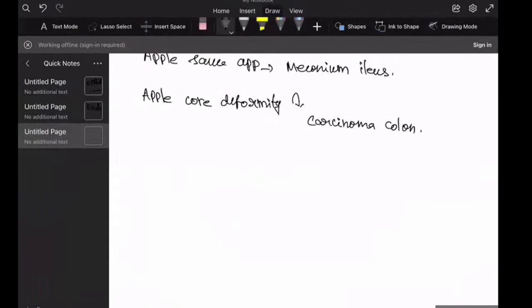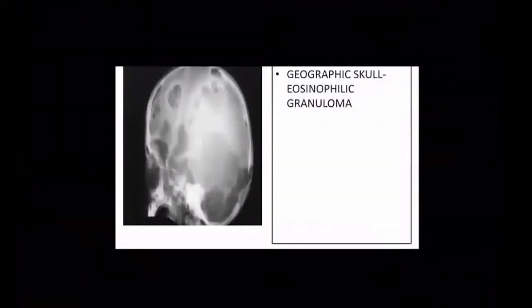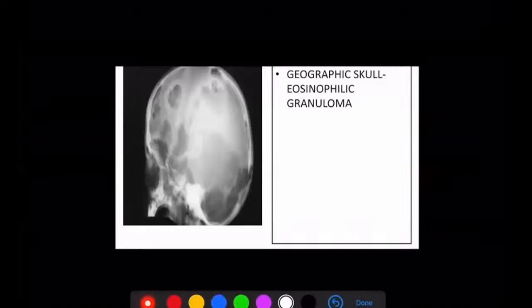This is apple core deformity, and they have asked you which site. That's why I asked about the site. They have given the image, and options as right colon cancer, left colon cancer. So left colon cancer is the right answer. This is the geographic skull seen with eosinophilic granuloma. Just a one-liner.